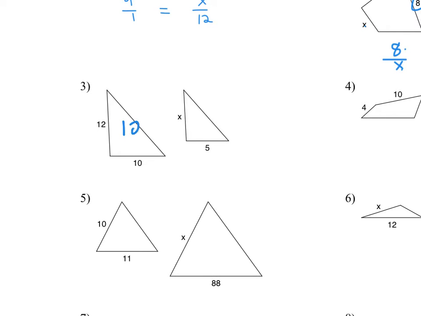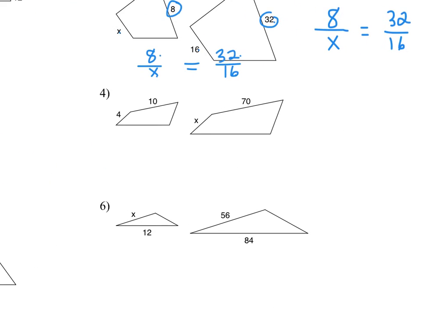Okay, this one, I'm going to go right here. I'm going to see a 12, make a fraction out of this one, 12 out of 10. So that 12 is on top, so I'm going to put this x on top of this one over 5. So it's just 12 over 10 equals x over 5. There's my proportion right there.